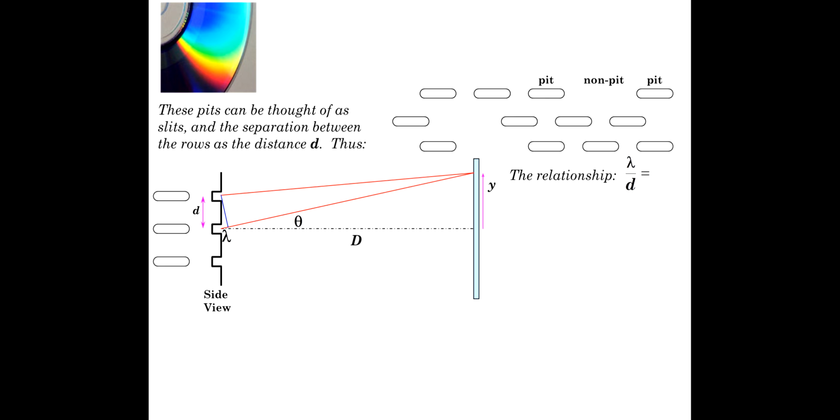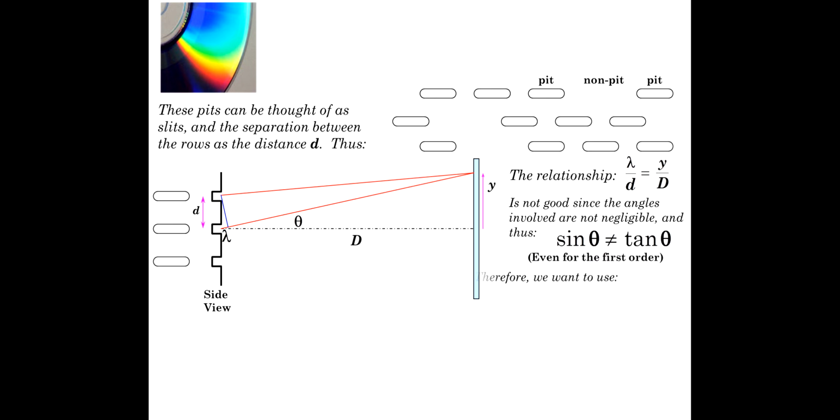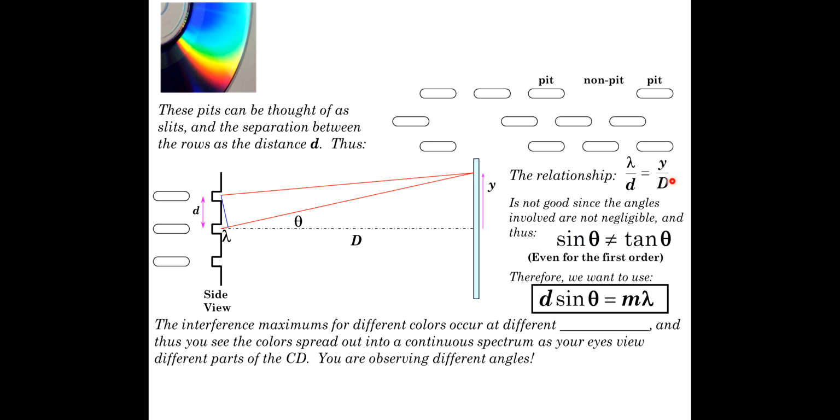Now, remember the relationship, lambda over d is equal to y over L. This is not going to work for a CD diffraction grating. The reason is because the spacing is so small that normally this angle is really small, but in this case this angle is going to be large even for the first order, where you've got a bright spot after the large central bright spot. So sine of theta is not equal to tangent of theta. So d sine theta equals m lambda. We need to use that explicitly. We don't use the approximate form which worked for the two slits. We can't do that now.